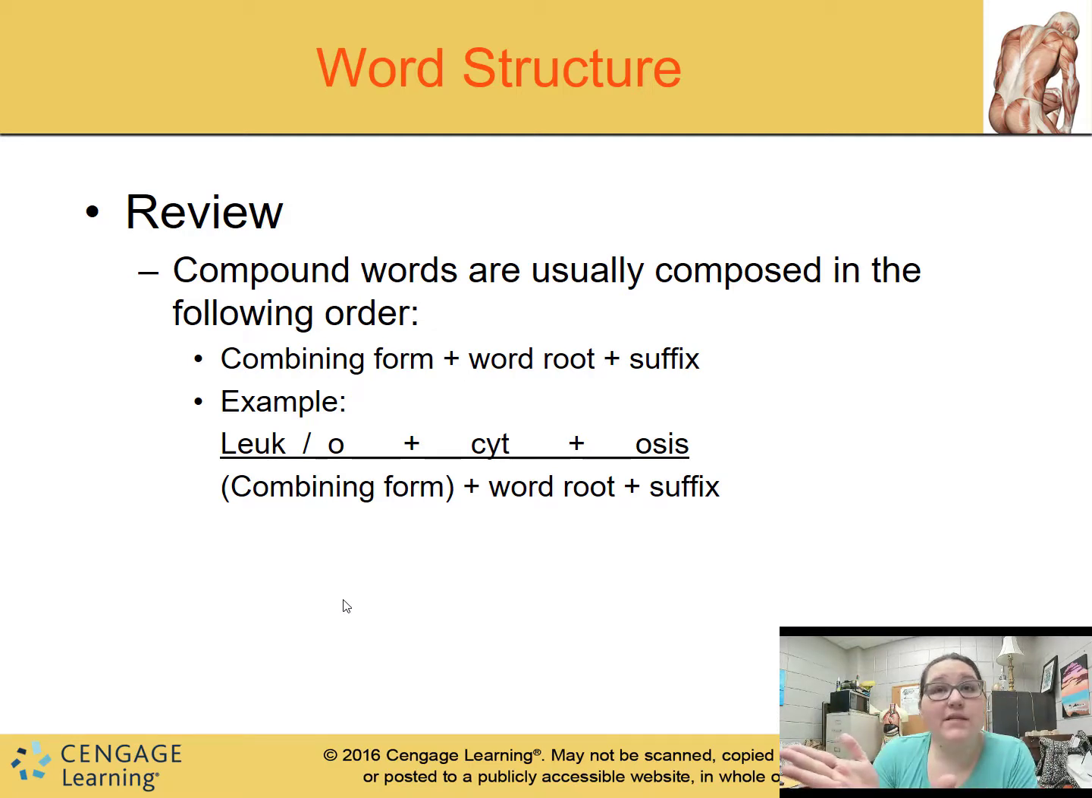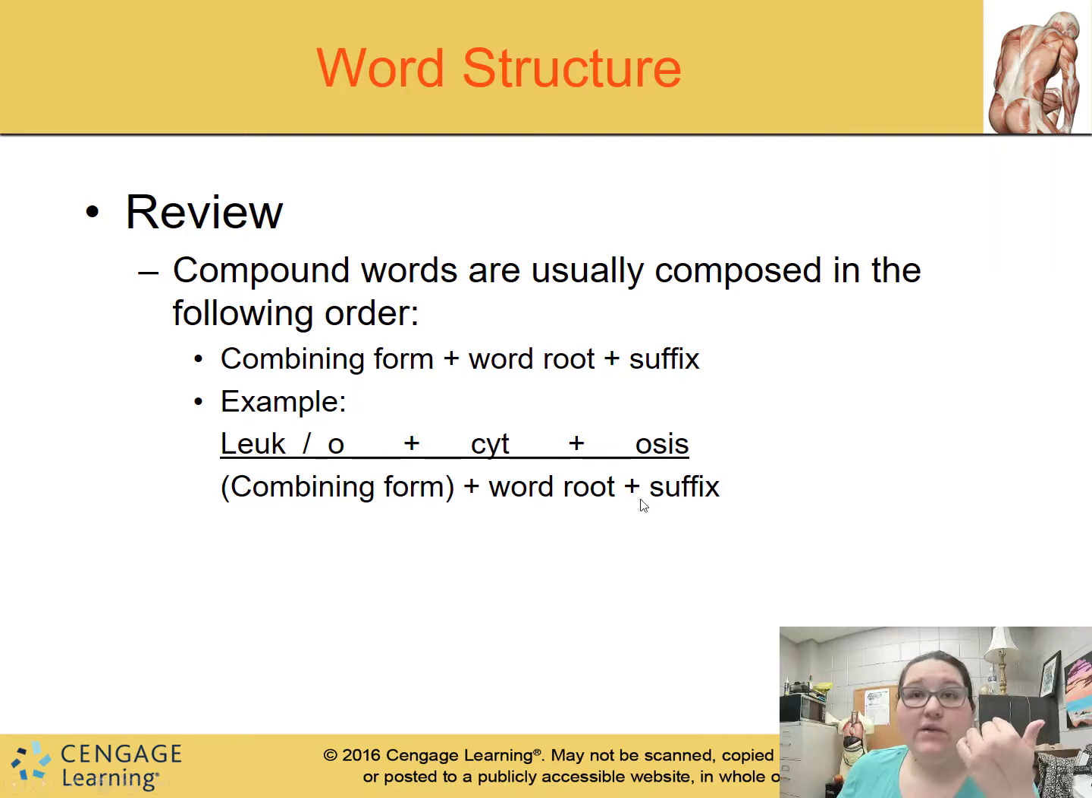So cyte, because we're talking about a blood condition, means cells, so we're talking about white blood cells. Osis, in this case, most of the time you hear osis with a condition, like cyanosis, something like that. Osis, when you're working with blood parts, is going to mean an abnormal increase. So this would be an abnormal increase.